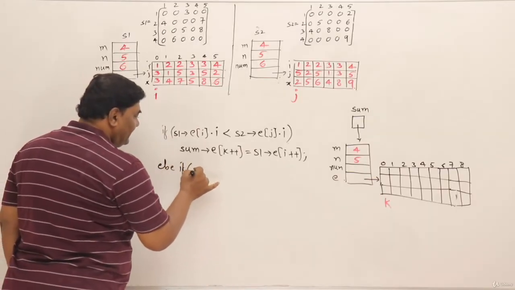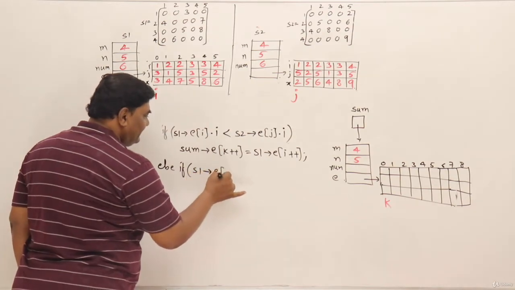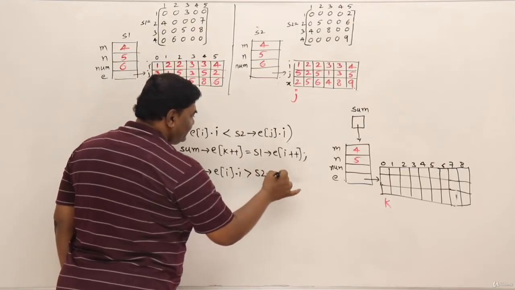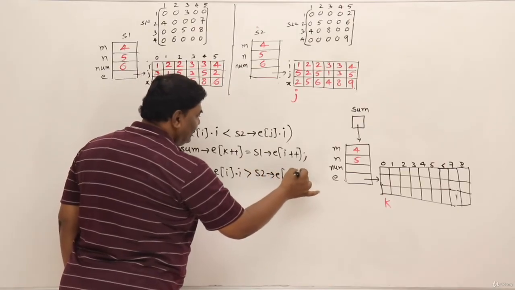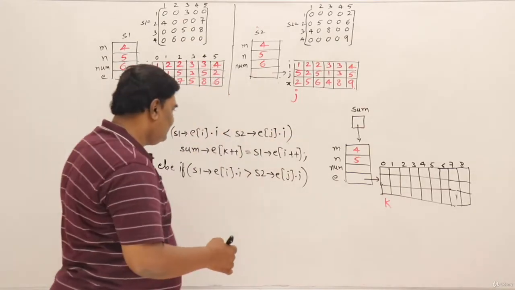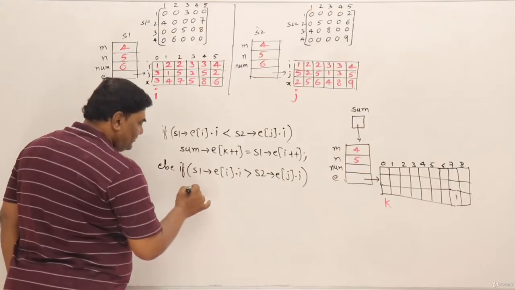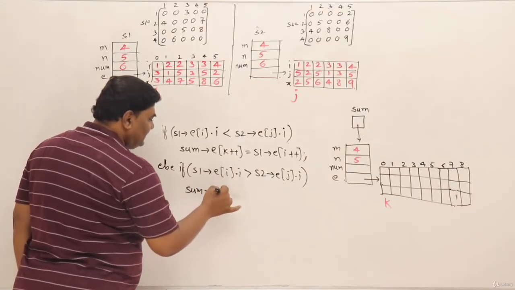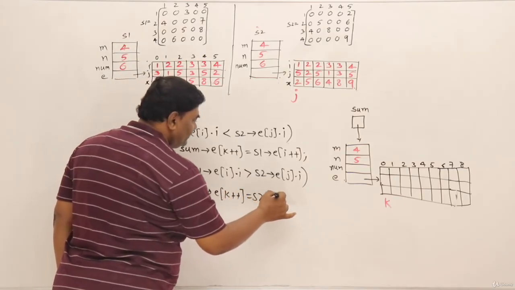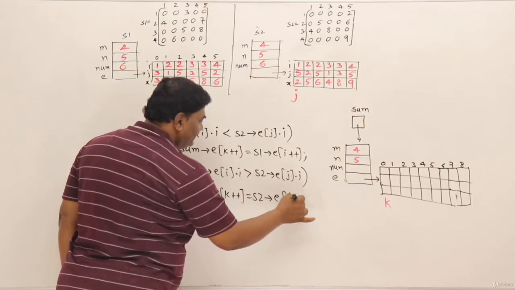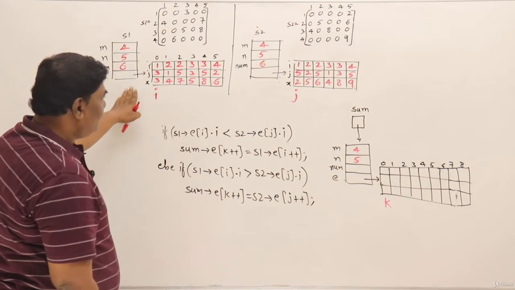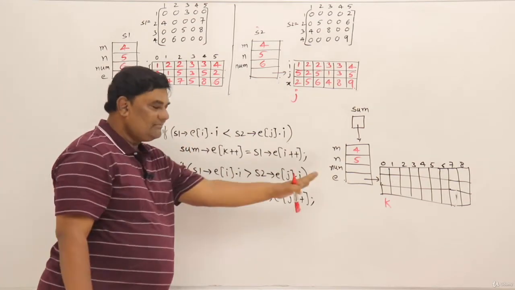If S1's E of I dot I is greater than S2's E of J dot I, means if that one's row number is smaller, then copy that row number here. So sum of E of K plus plus is assigned with S2's E of J plus plus. So if the first one is small, copy that one. Second one is small, copy that one.